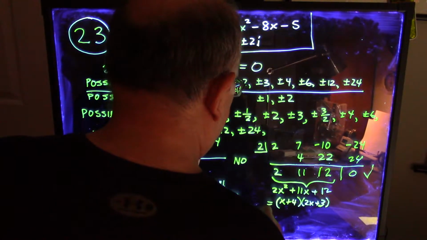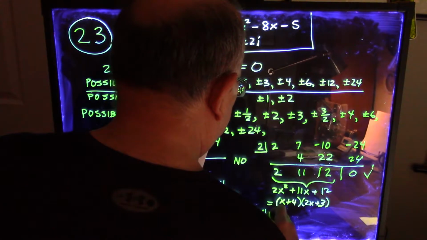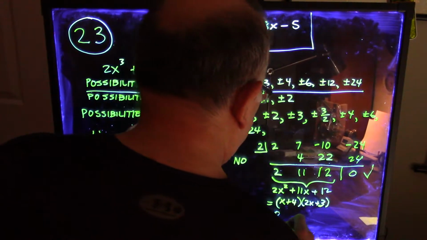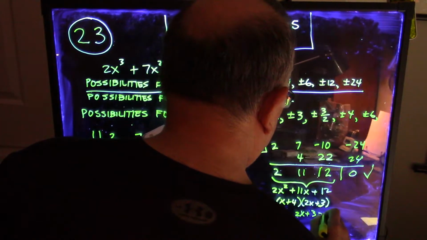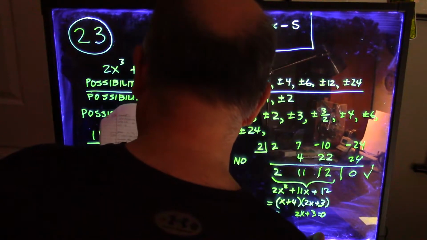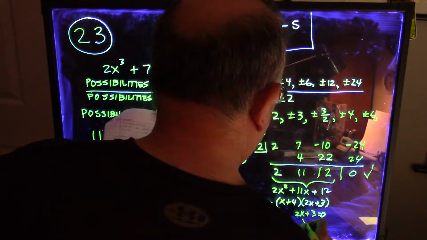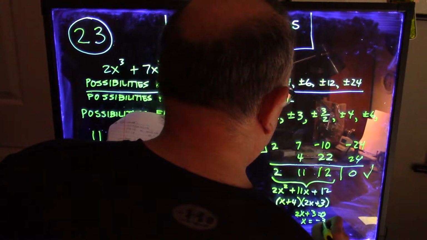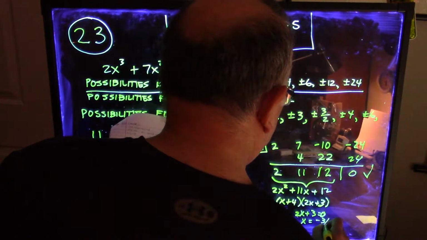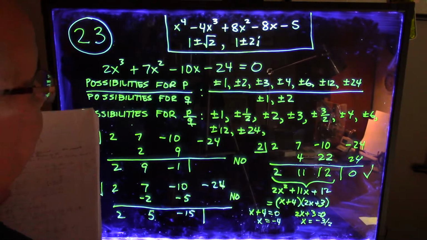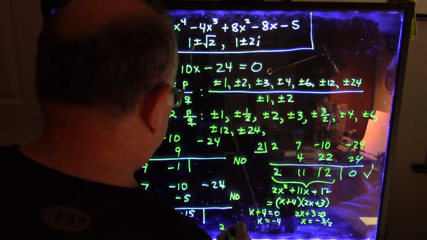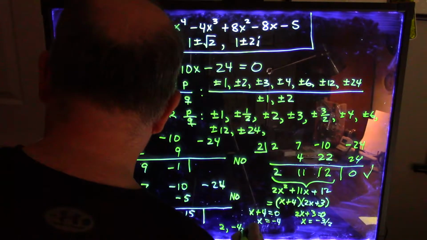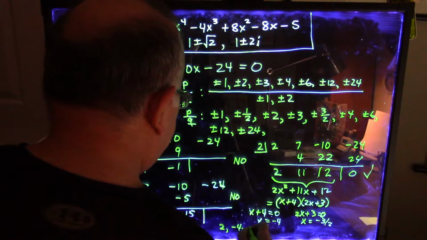All right, so set x plus 4 equal to 0. So x equals negative 4. And then set 2x plus 3 equals 0, and then solve that for x. You get x equals negative 3 halves. All right, so the zeros are 2, negative 4, and negative 3 halves.